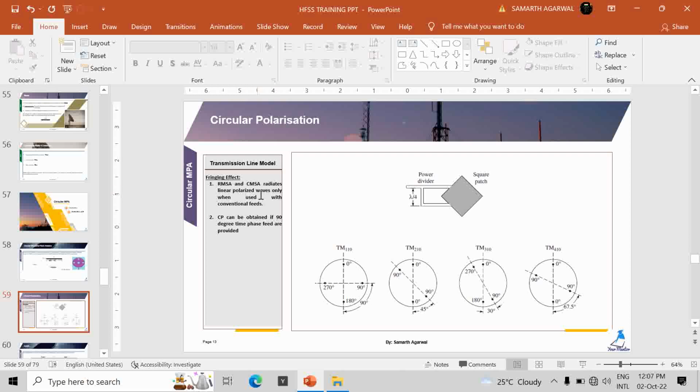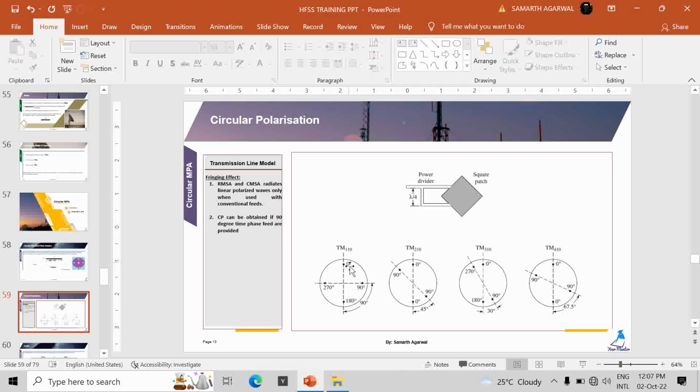RMSA and CMSA conventionally radiate linearly polarized waves with the use of linear conventional feeds. Now, circular polarization can be obtained if 90-degree time phase feeds are provided. So how are we getting 90-degree? With the help of a quarter wave feed only. This can be done easily.